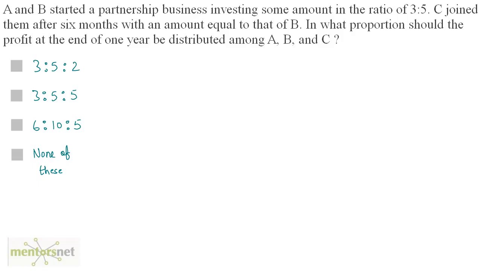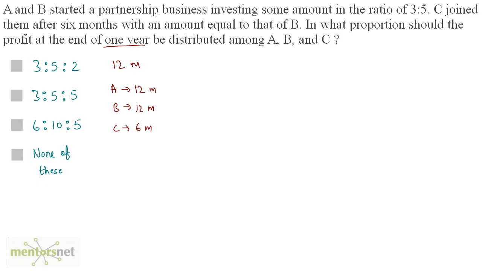Well, let us first calculate the time periods of each of the investments of A, B and C, right? So the total time period is 1 year, so we have 12 months. Out of that, A and B started the business. So A is for 12 months, B is for 12 months, right? Now C joined after 6 months. So C will be for 6 months. 12 minus 6 is 6 months. So these are the time periods.